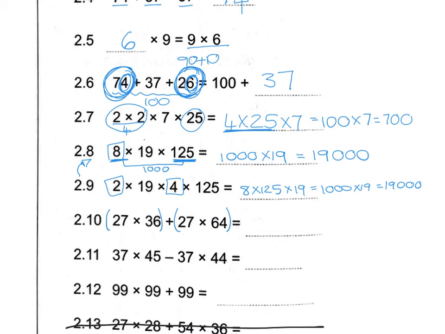Now you go and you look for similarities. I'm seeing a 27 here and a 27 there. So that means I'm going to times 27 by 36, and then I'll go again and times it by 64. So here's the trick. You're just going to go and times it by one big number. Now what's that one big number going to be? It's going to have to be the sum of these two. Sum means plus, so you're going to have to plus those two.